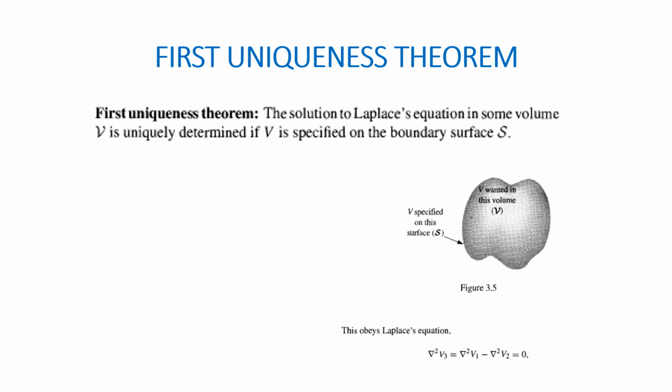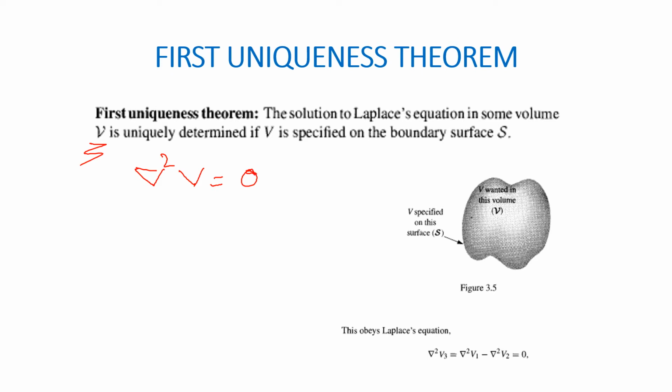The solution to Laplace equation in some volume, we are using this symbol for volume. Okay, so the solution to Laplace equation in some volume V is uniquely determined if the potential V is specified on the boundary surface S. So we can write the Laplace equation: del square V equals 0. This is the Laplace equation.